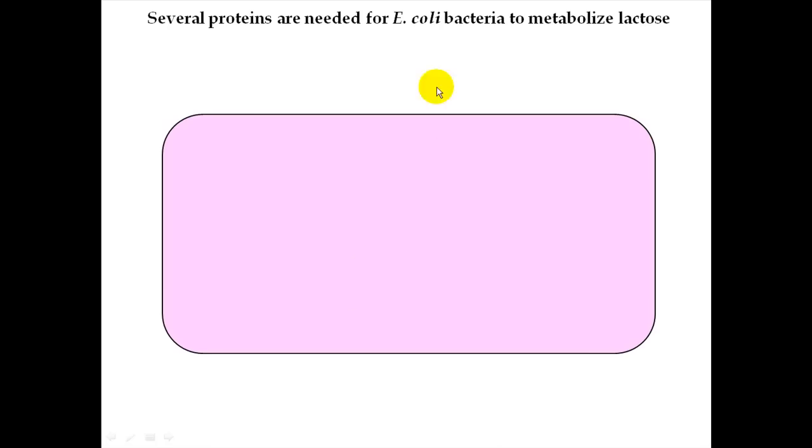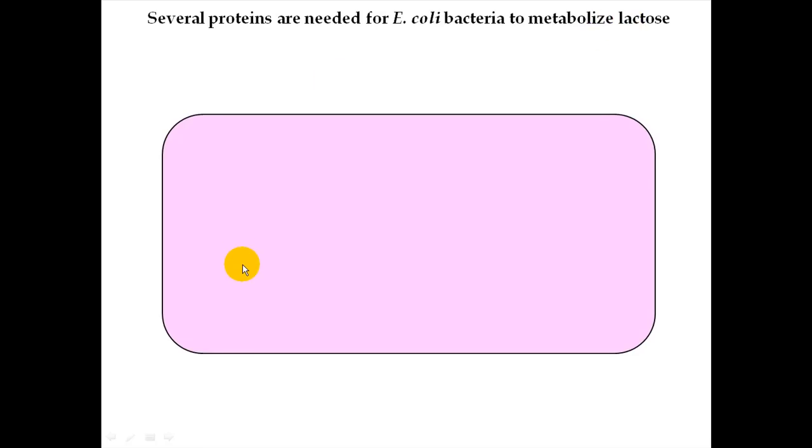The example of the prokaryotic cell that we'll look at is a type of bacteria called E. coli. You've probably heard of it. And the example of genes found in E. coli that can be turned on or off are the genes that encode for proteins that allow the bacterium to metabolize lactose. And so it turns out that several proteins are needed in order for E. coli to be able to break down and eat lactose.